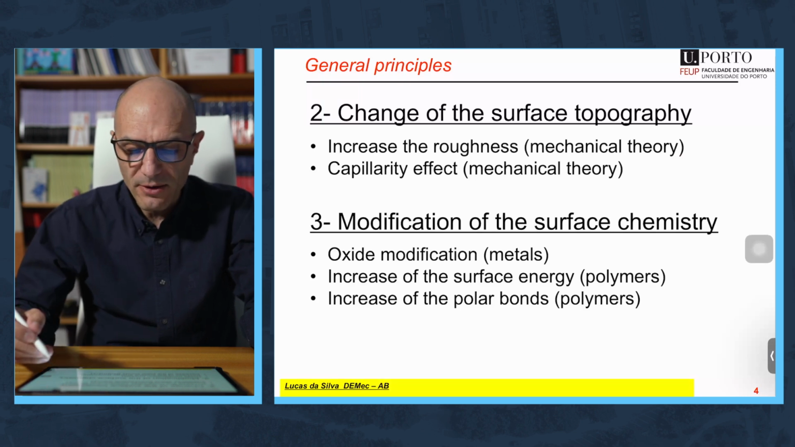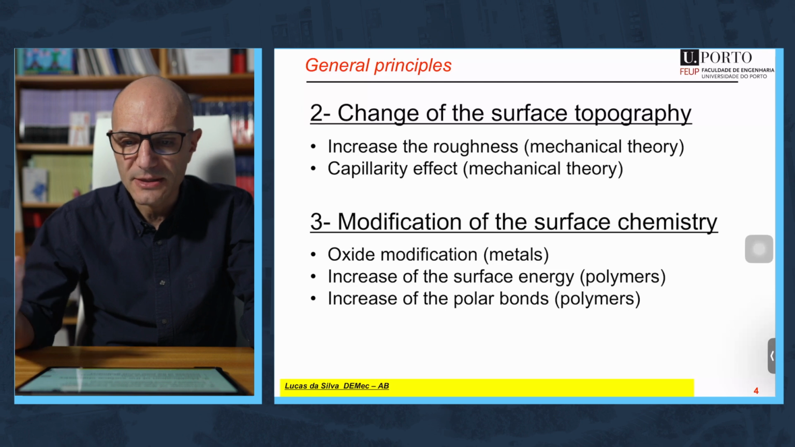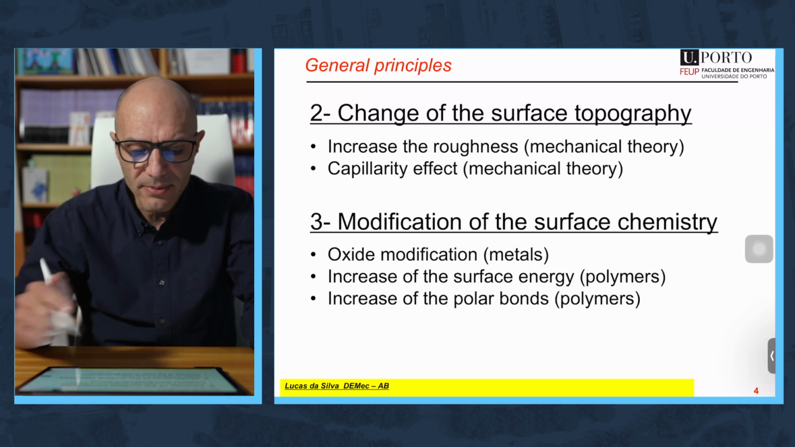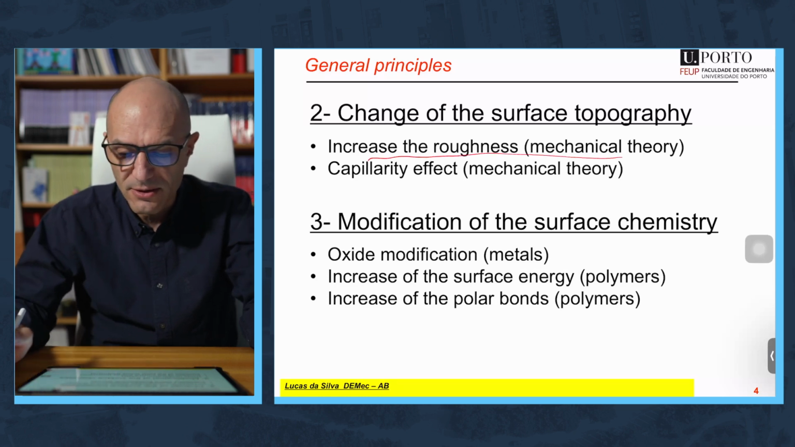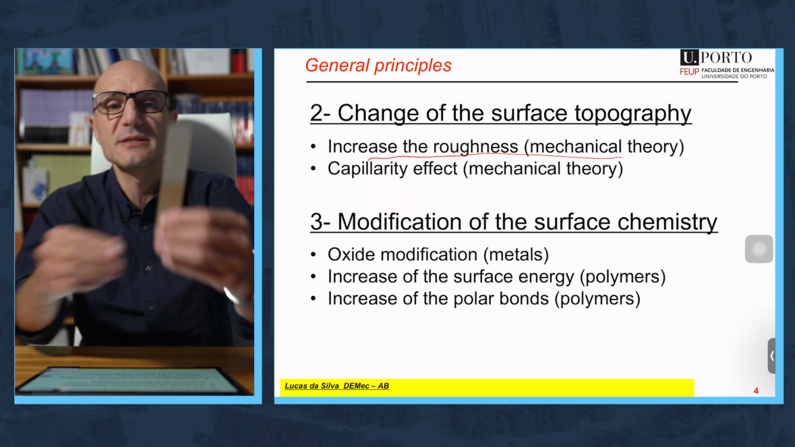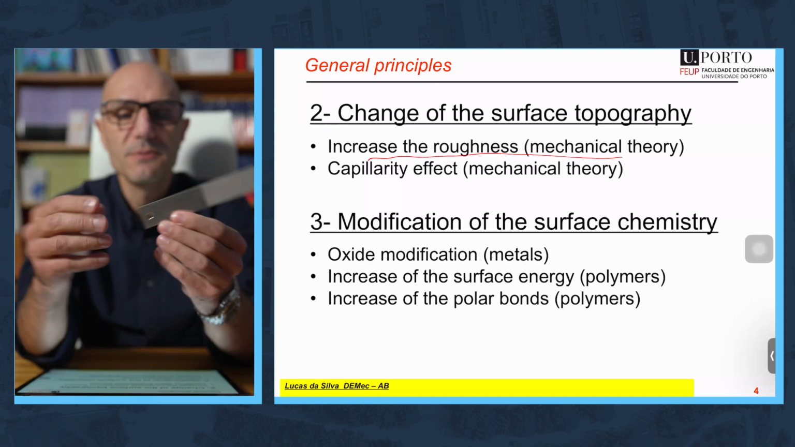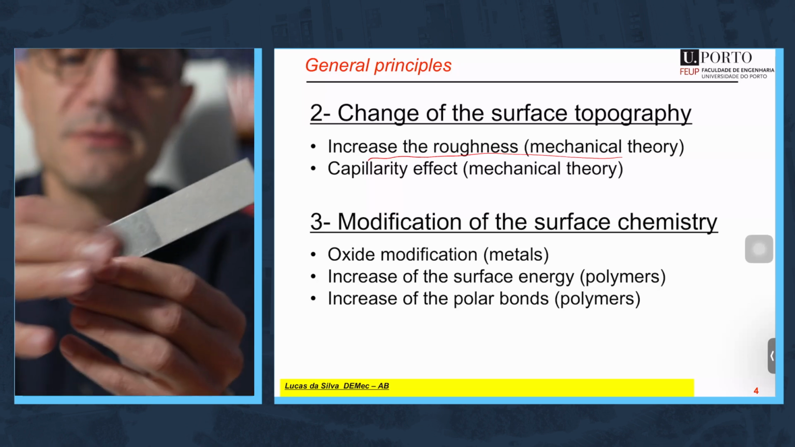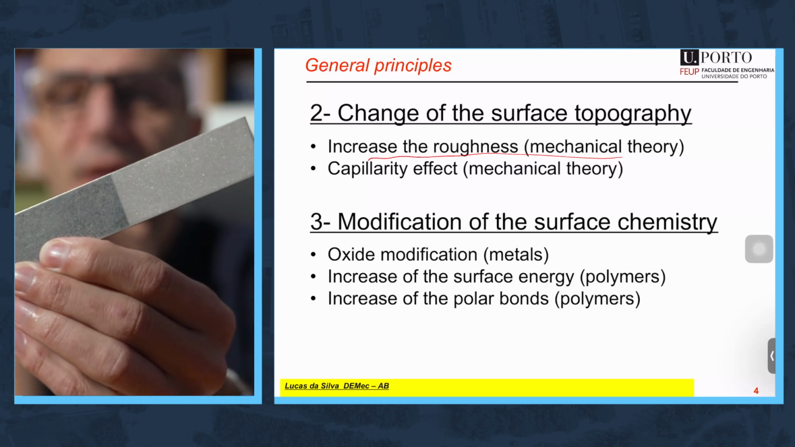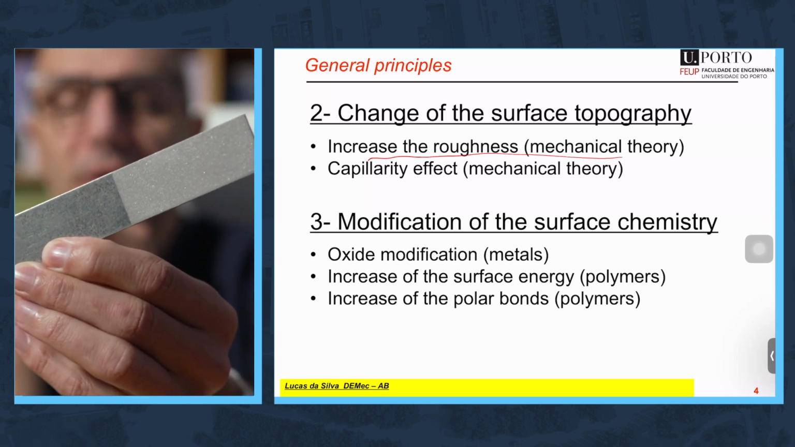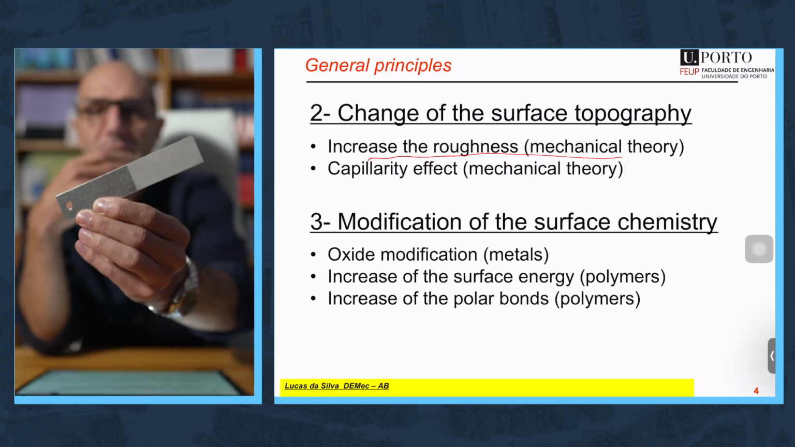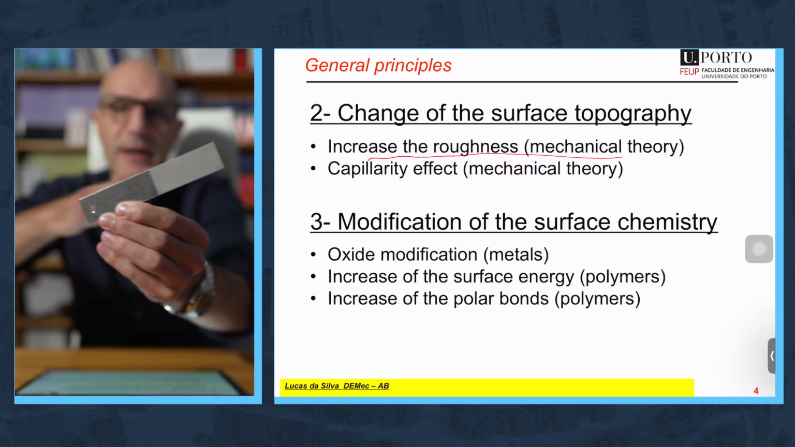In the case of metals, it's very easy to see when you shot blast or use emery paper, you have an increase of surface roughness. This is good for the mechanical theory. Let me show you, for example, this part, this substrate of aluminum. Here is very smooth and here is very rough. This was treated with shot blasting. It's very, very clear, the change of topography. You would have also a change of topography, easily seen with eyes, if you apply emery paper.